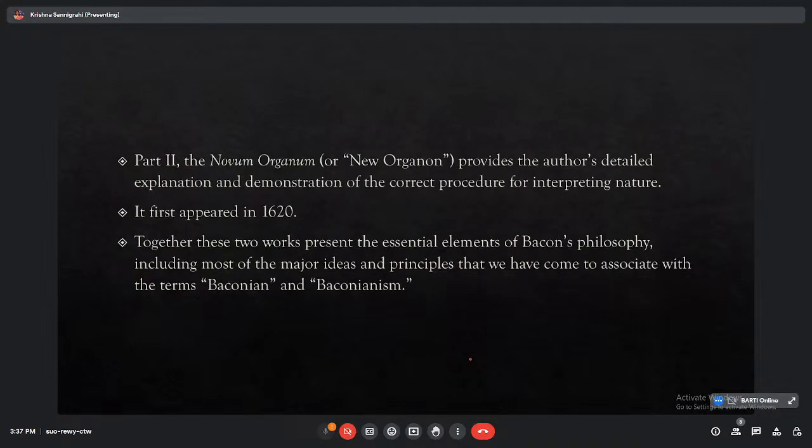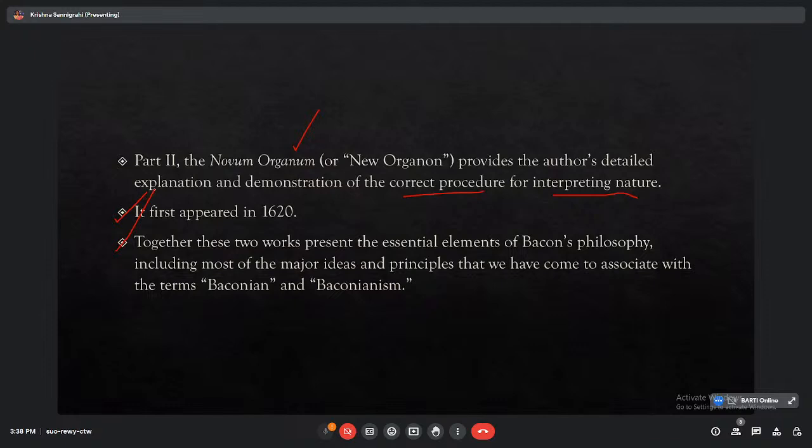Part 2, Novum Organum or New Organon, provides the author's detailed explanation of the correct procedure for interpreting nature. You must have heard this name, Novum Organum, because of its significance. It first appeared in 1620. Together, these 2 works present the essential elements of Bacon's philosophy.